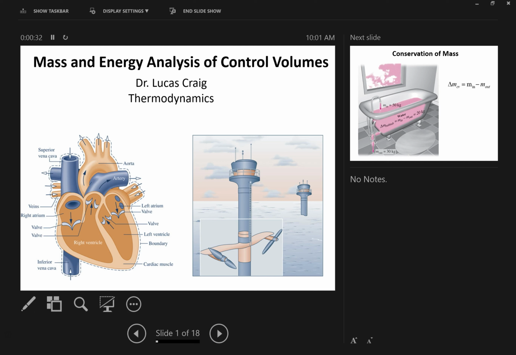So we are now focusing on open systems, which are called control volumes. Your heart can be considered an open system. It has mass, or blood, coming in and out, if we pick this dotted section as our boundary. But if we pick the whole human body, is it an open system? No, it's a closed system.